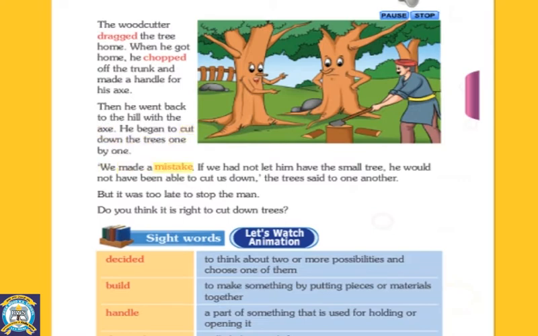"We made a mistake. If we had not let him have the small tree, he would not have been able to cut us down," the trees said to one another. But it was too late to stop the man. Do you think it is right to cut down trees?